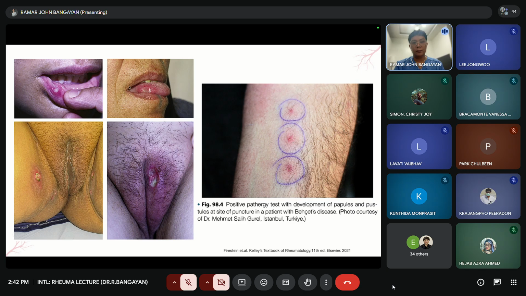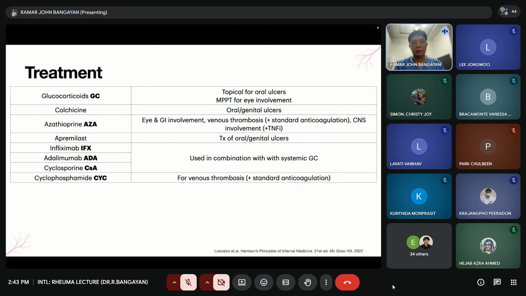So these are your oral ulcerations, and these are your genital ulcerations. For males, it can occur in the scrotum or even in the glans or in the prepuce. Okay? So always remember that. For those who have recurrent ulcerations, better get yourselves checked.